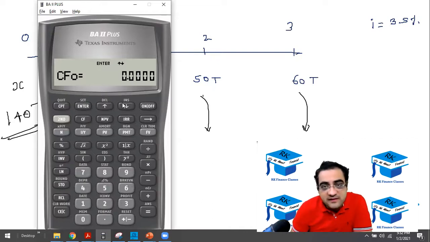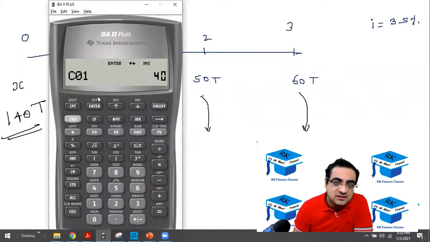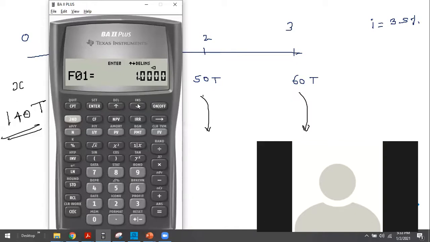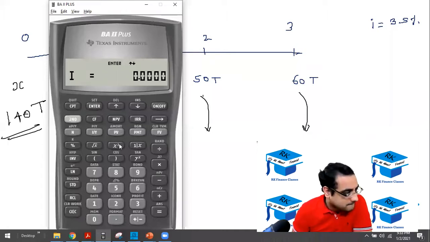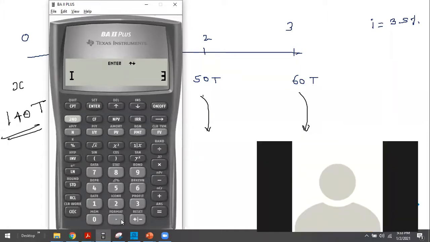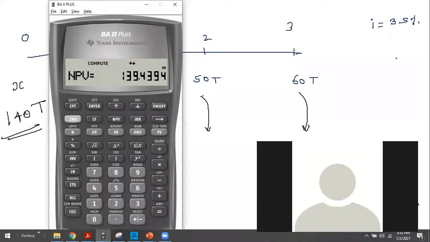Varat, reply please. Yes, sir. Okay, scroll down. C01 is 40,000. So press 40, enter. Scroll down, ignore the frequency, scroll down to C02, 50, enter. Scroll down, ignore the frequency, scroll down, C03 is 60, enter. Done. Yes, sir. Okay, press NPV. What is I? 3.5. Good. Press 3.5, enter. Scroll down. You're getting NPV 0. So press compute. You're getting 139.44. Yes, sir.